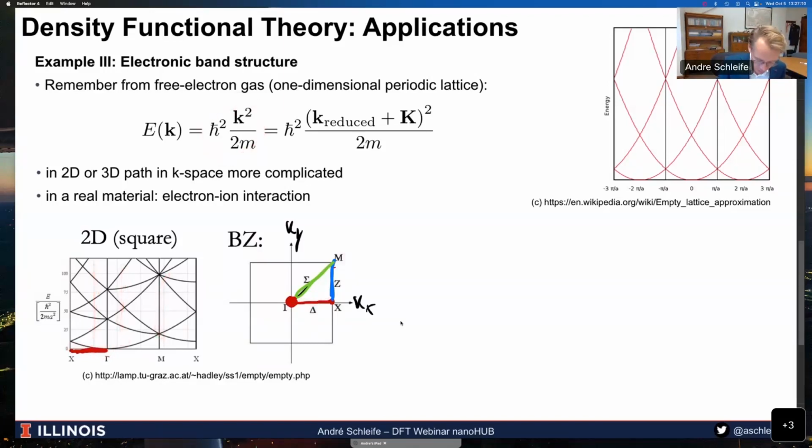And you can do that for other directions, right? So gamma to M I made green. So let's do green, would be the next one. It's gamma to M. And then M to X is blue in my plot. Okay, so I'm going to make this blue here.